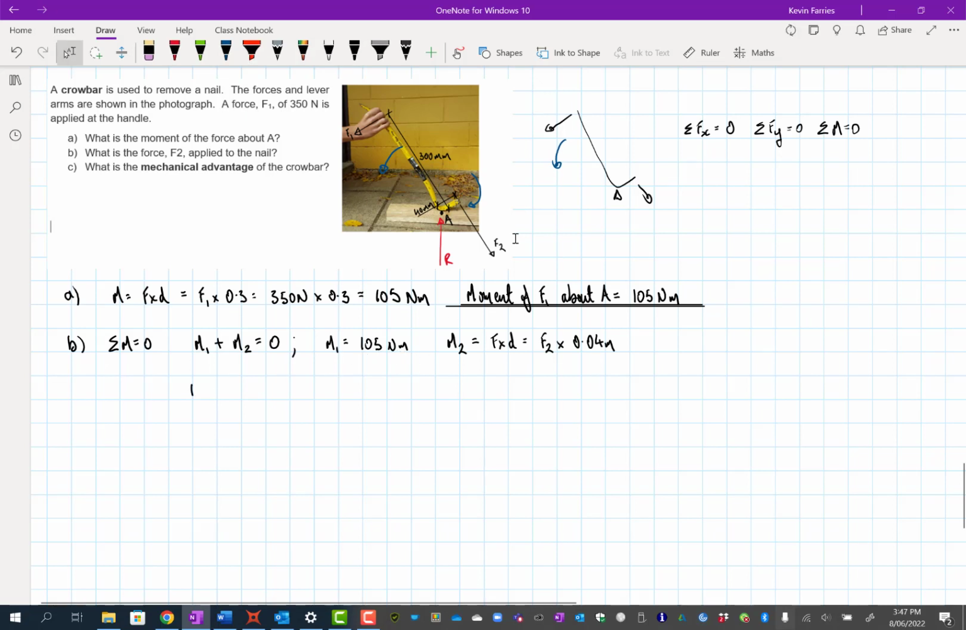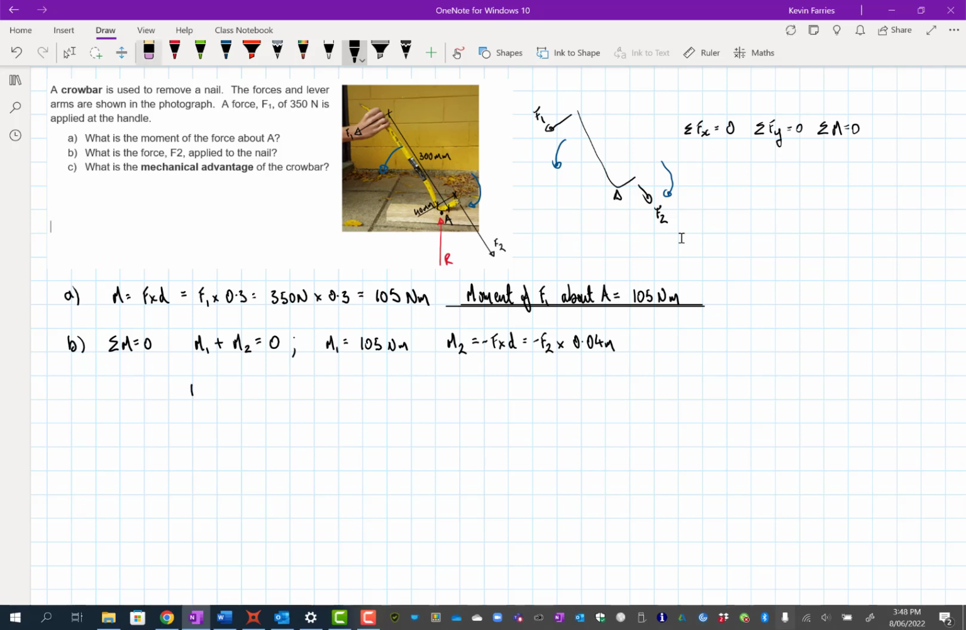So, oh, be careful. So M2, what have I forgotten? I've forgotten to check which direction that was in. So this time, if you think about your free body diagram, this force here is going to try and rotate the crowbar in this direction. So that's clockwise, so that's negative. So therefore I should have had negative.